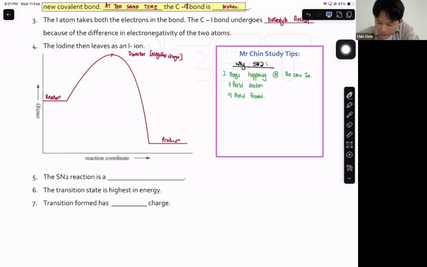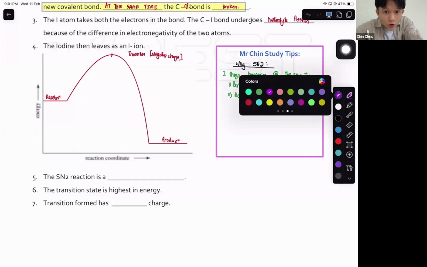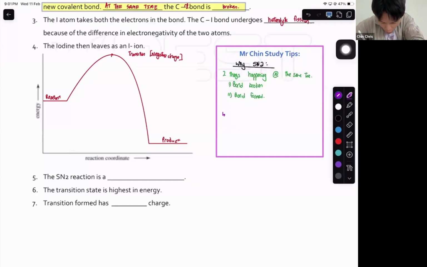Alright guys, now the contradicting part is that SN2 is always for primary haloalkane. And when you are drawing the graph, it's just one peak, and it's a one-step reaction. You see, it's a bit contradicting.